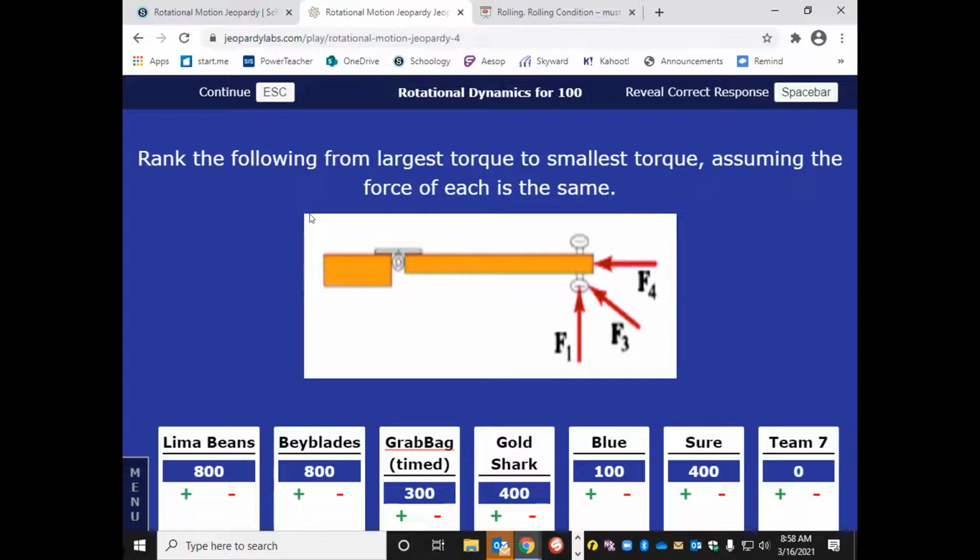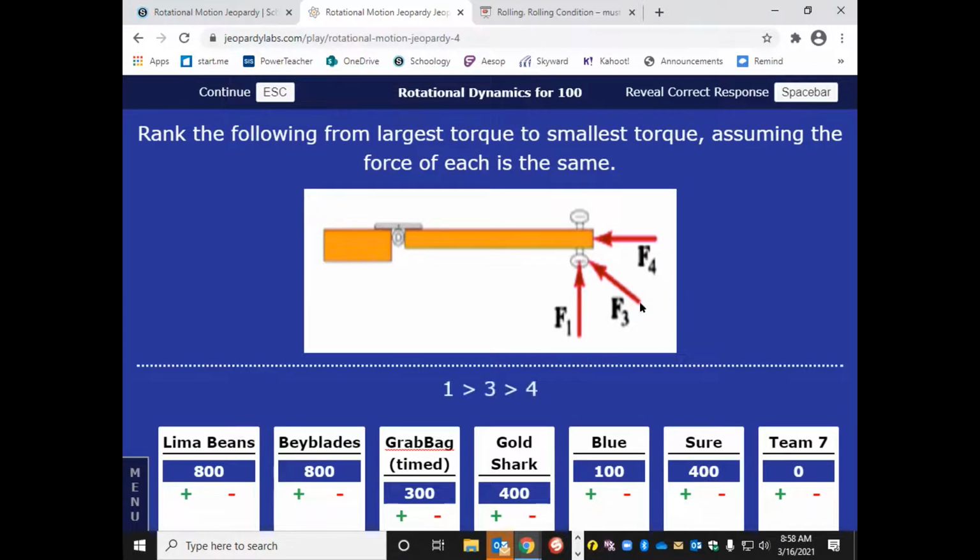Yep. All right, good. Perpendicular forces are the biggest. Then this one has at least some perpendicular component. This has no perpendicular component.